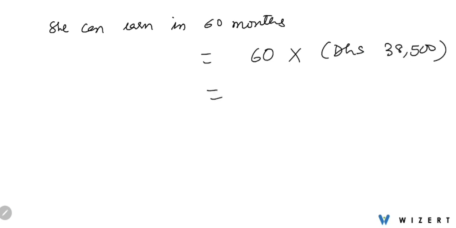So using unitary method we can see this multiplication will give this value. So 23,10,000. So this is the answer.